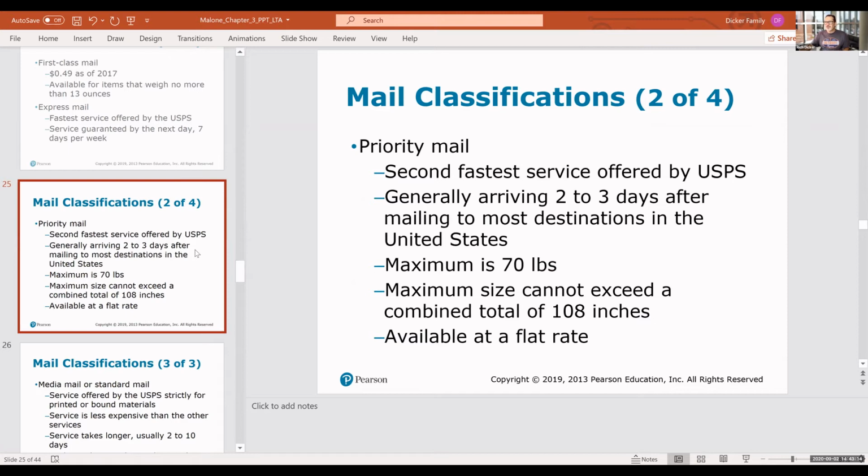Mail classifications, I'd like to talk about this a little bit because there are some differences and some things you need to know. Priority mail, I like that. It says it's the second fastest service provided by the United States Postal Service. Generally priority mail arrives in 2 to 3 days.